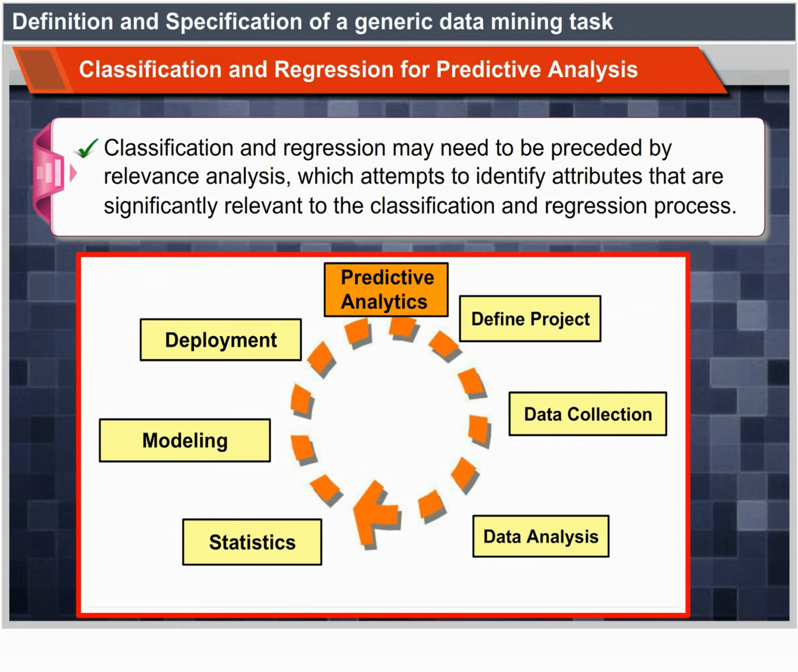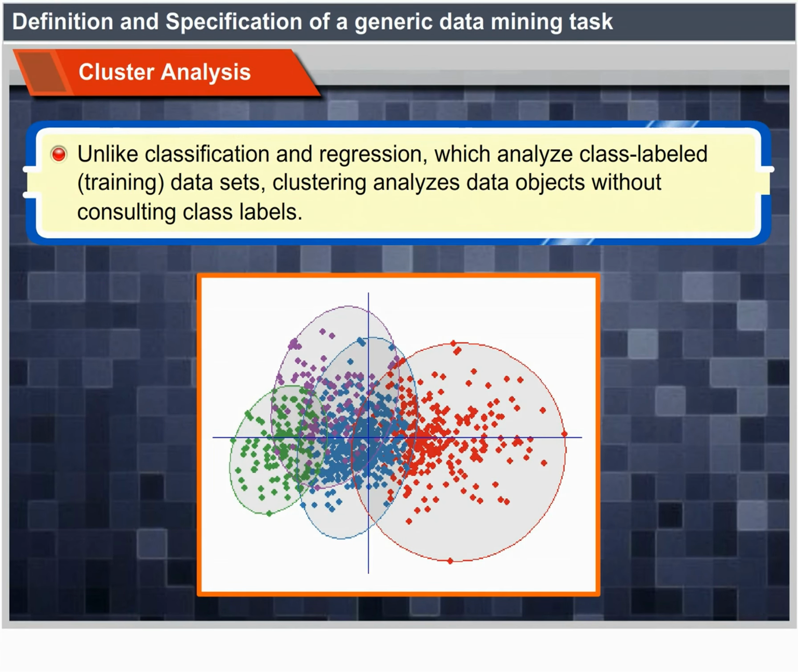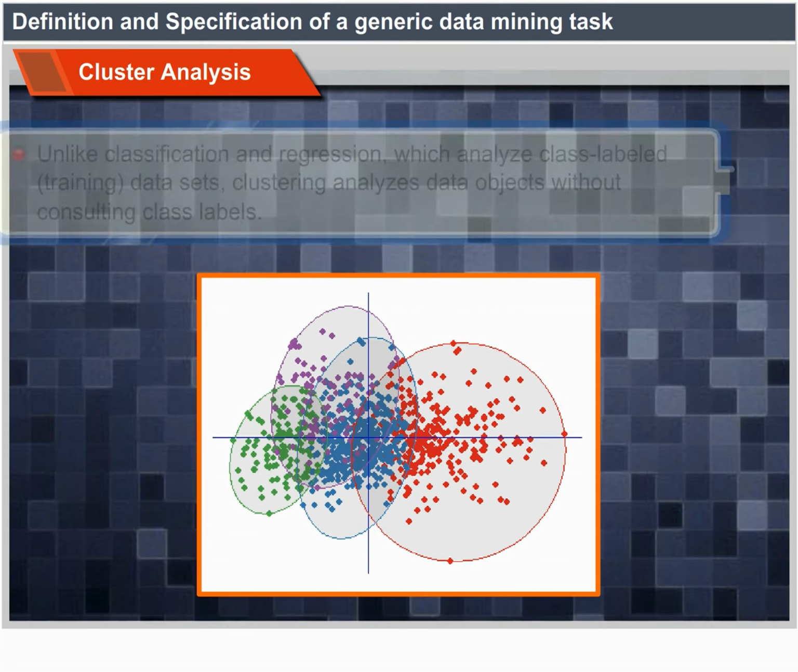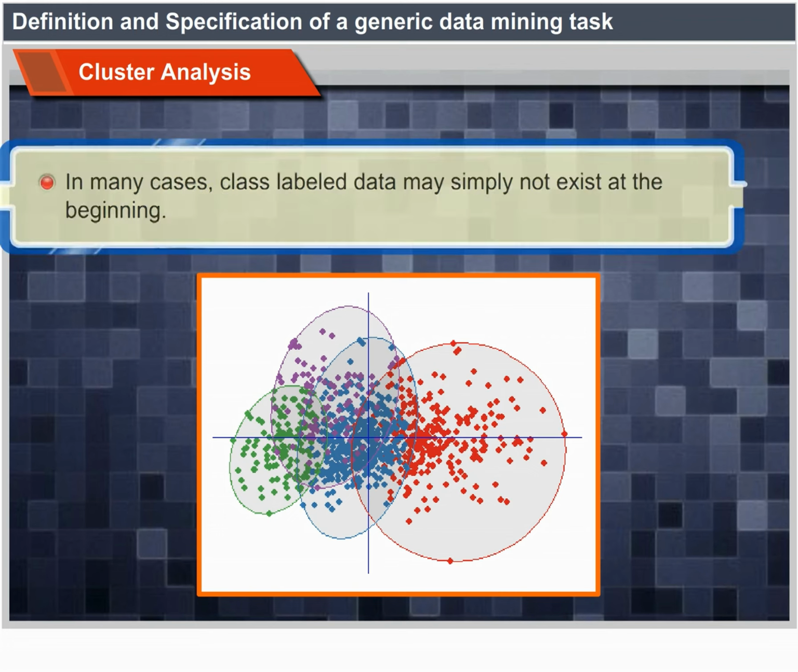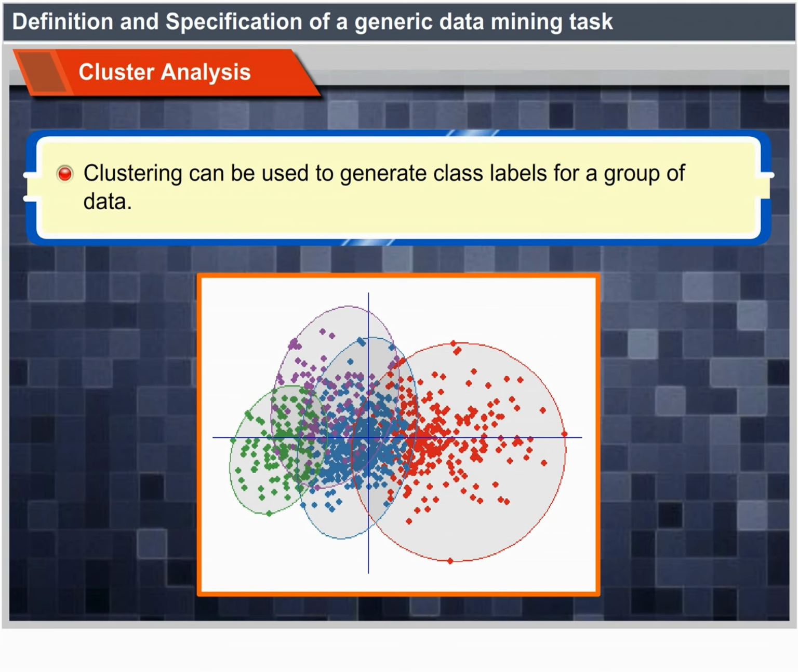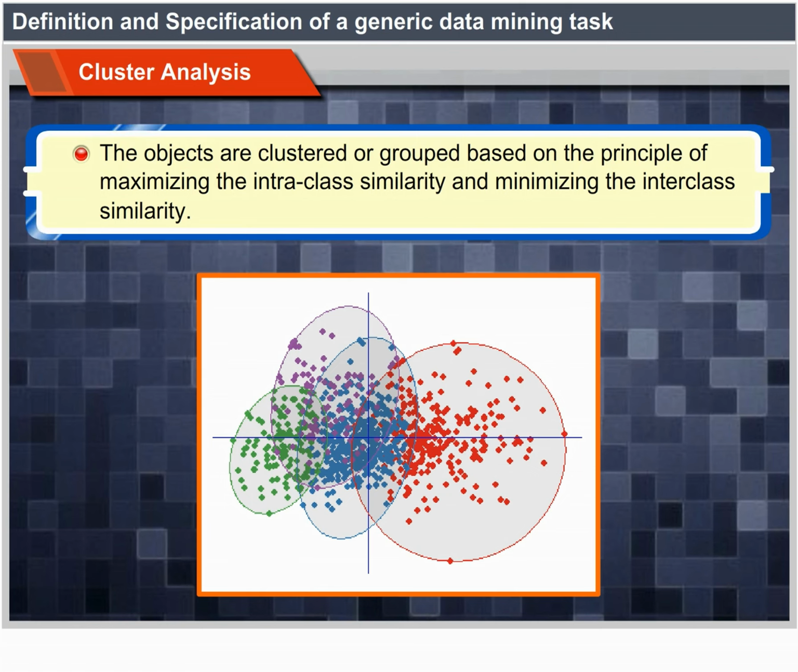Cluster analysis. Unlike classification and regression, which analyze class-labeled training data sets, clustering analyzes data objects without consulting class labels. In many cases, class-labeled data may simply not exist at the beginning. Clustering can be used to generate class labels for a group of data. The objects are clustered or grouped based on the principle of maximizing the intra-class similarity and minimizing the inter-class similarity.